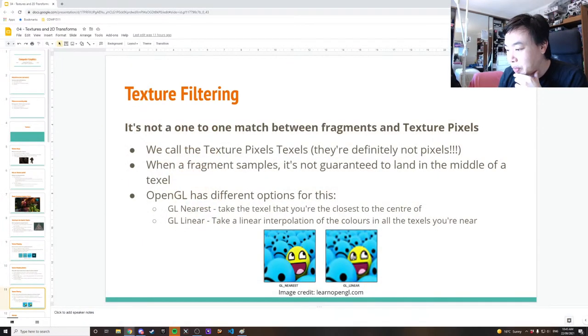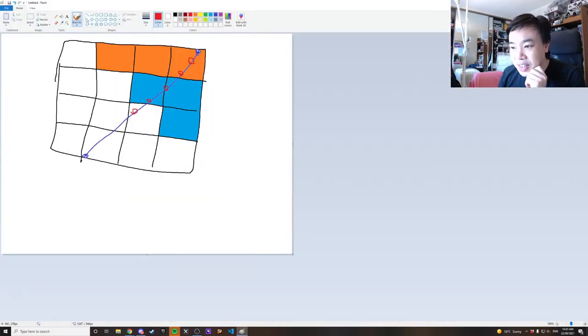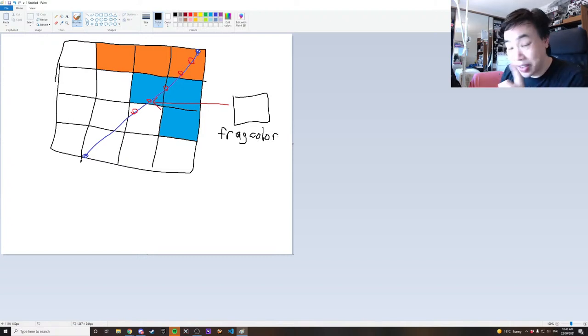But instead, what we could do is go linear, where we take an interpolation between the colors. I say, this one in particular here, yes, I'm in blue, but I'm very close to white. So this particular texel might render a fragment color. It's literally called frag color. Again, it's spelt this way because this is actually the keyword in OpenGL.